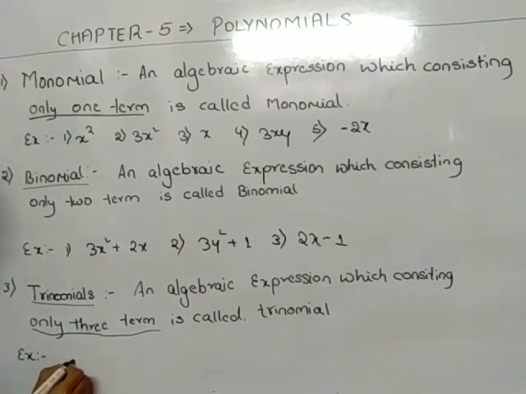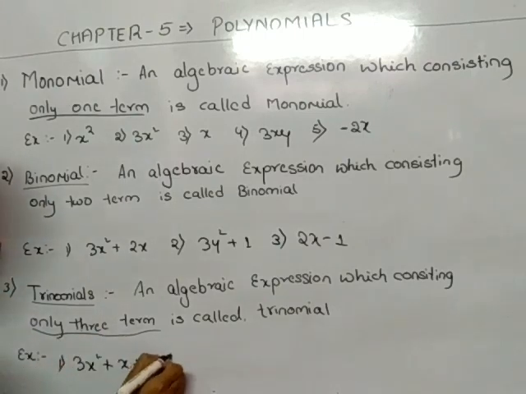It consists of 3 terms, 3x squared plus x plus 1, right? You can observe here 3x square is one term, x is another term and 1 is another term, right? In total it contains 3 terms, 1, 2, 3 terms. This is what? A trinomial. First example. Second example.